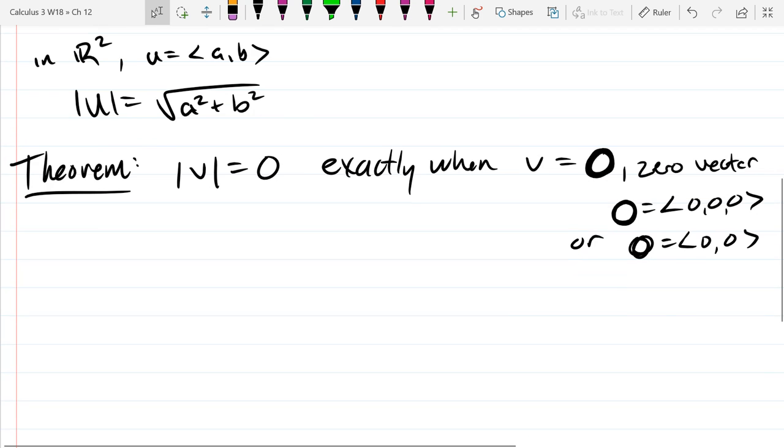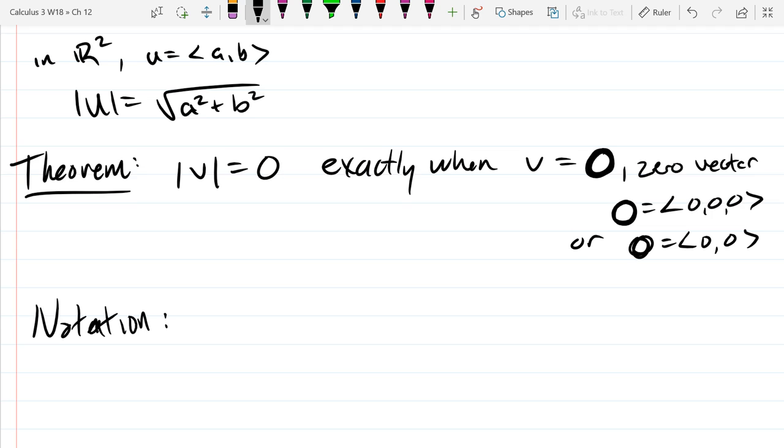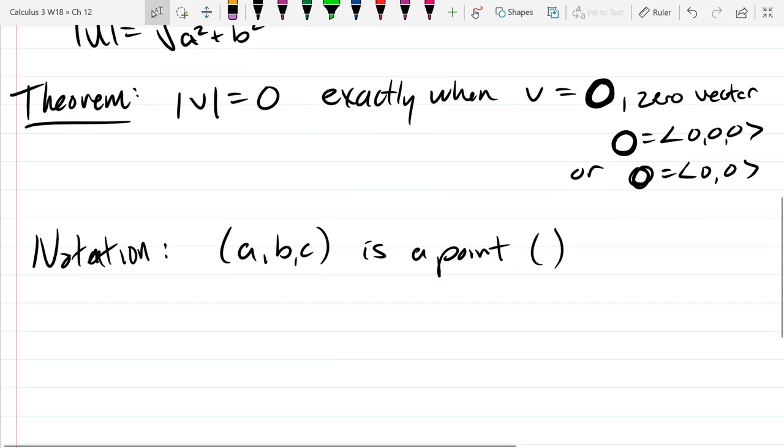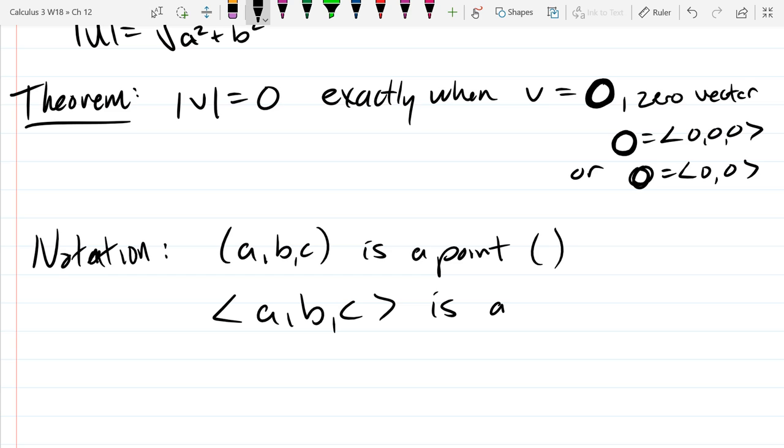So that's notation. The way I write vectors, if you see a, b, c with parentheses, this means a point. So points use parentheses when I write them. And if you see diamond brackets, this is a vector. I like diamond brackets because in my mind, I think of it like an arrow. So that's why I use diamond brackets. You can technically treat a point like a vector and vice versa because they each have three coordinates. So whatever you do to vectors, you can do to a point.